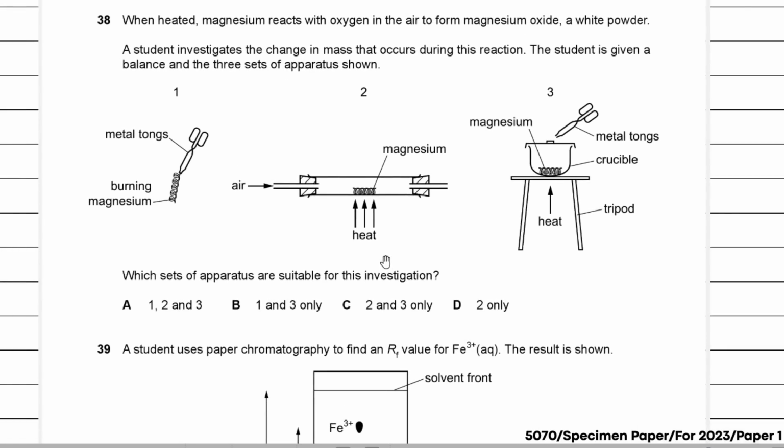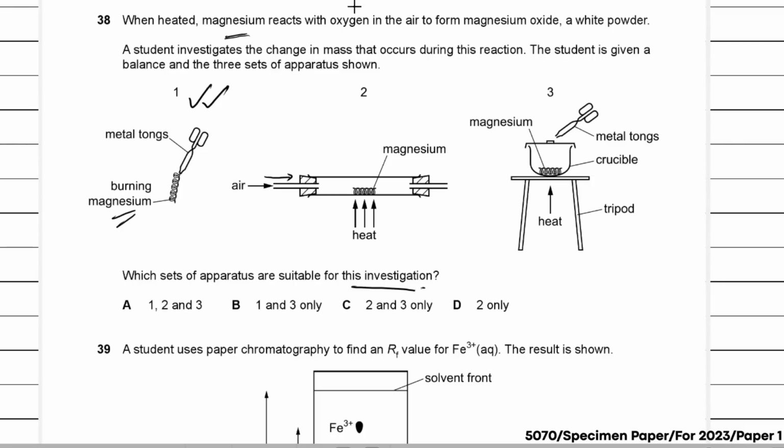Moving on to the following. When heated, magnesium reacts with oxygen in the air to form magnesium oxide, a white powder. The student investigates the changes in mass that occur in the set-ups shown. Okay, which set of apparatus is suitable for this investigation? So metal tongs. So yes, we need magnesium ribbon, since magnesium is highly reactive. So we have got the burning magnesium. So we've got number 2, magnesium, and we've got air.